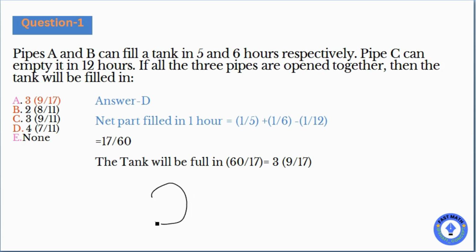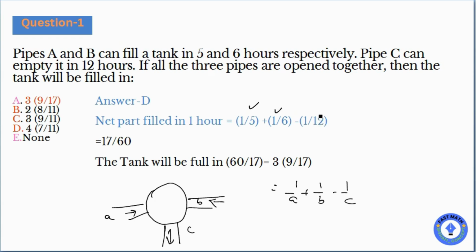This is the tank. These are two pipes, A and B, both filling the tank, but C is discharging water. As per the formula, it is 1/A plus 1/B minus 1/C. So it is 1/5 plus 1/6 minus 1/12, because C is discharging water. That's why it is taken as a negative. You get 17/60 after solving this.